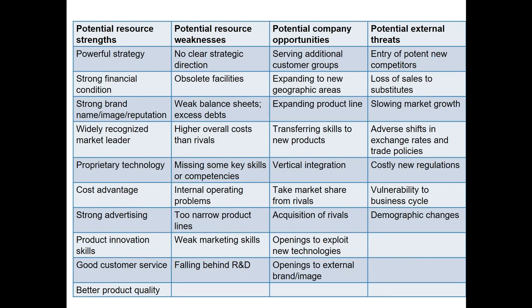So there you go. These are some examples of potential resource strengths. We have powerful strategy, strong financial condition, strong brand name, brand image, reputation, widely recognized market leader, etc. Strong advertising, product innovation skill, etc. These are examples of strengths. And then we also have potential weaknesses.